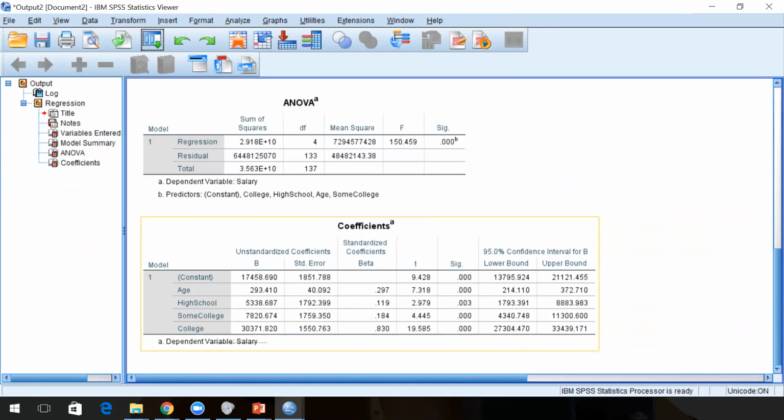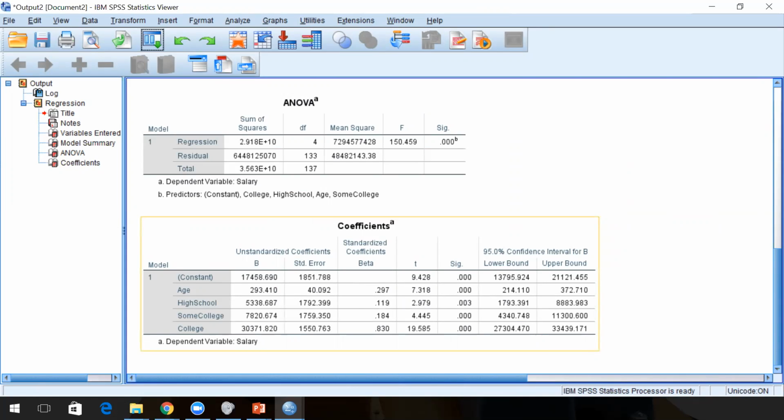You see that our coefficient for age is $293. So holding education level constant, we expect for every additional year of age, someone's salary to increase by $293. Looking at the coefficient for high school, we're saying someone with a high school degree, we expect to have about $5,339 in a higher salary compared to someone with no high school.